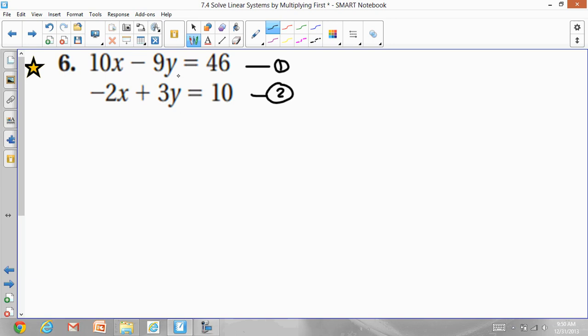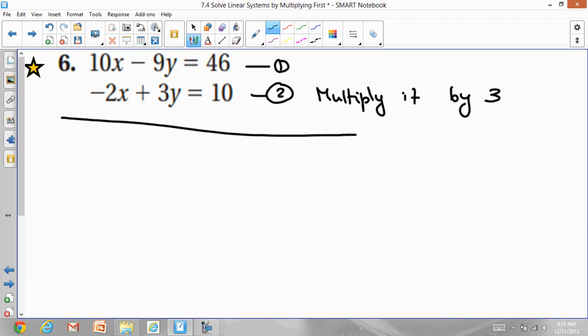So since you cannot cancel them, you got an option of changing either the x to a 10 or changing the y to a 9. If you get a 9y, then you can cancel the y's. If you get a 10x, then you can cancel the x. So what I'm going to do is take my equation number 2 and multiply it by 3. You can also multiply it by 5. Whether you choose to multiply it by 5 or by 3, the way that you work out the answer will be different, but the final answer will be the same.